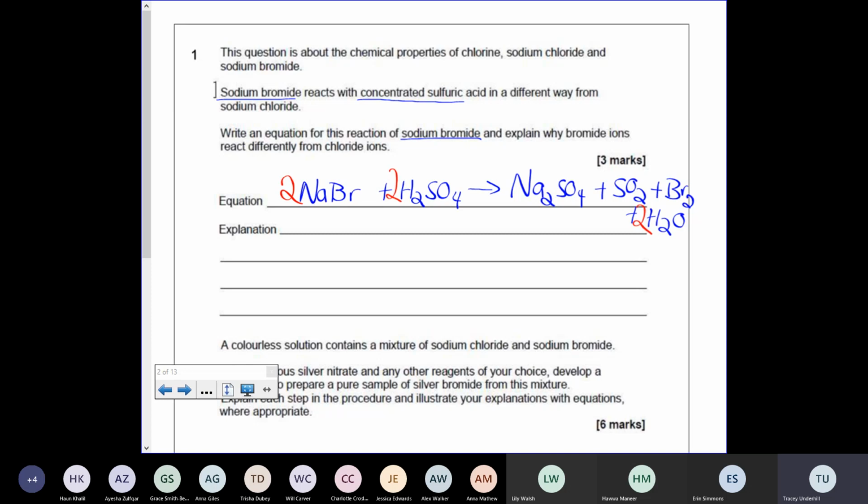Then it says, right, bromide ions. Why do the bromide ions react differently to the chloride ions? It's remembering that the chloride ions at the top of the group aren't able to do the reaction with the sulfuric acid. They're able to do the acid-base one, but not the redox reactions. Why is that? It's because the bromide ion is larger than the Cl minus, and therefore, in terms of bromide ions, they're more easily oxidized.